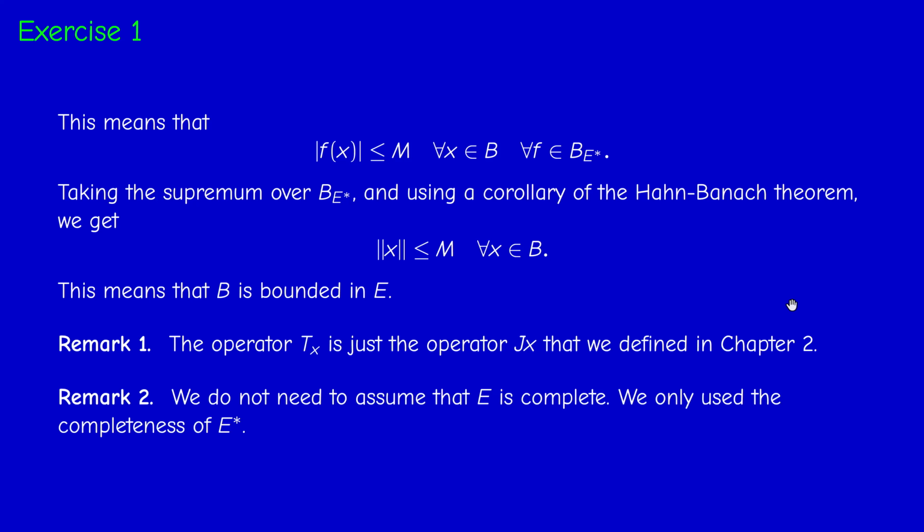Okay, now first remark, the operator T sub x is just what we call Jx, where J is the linear injection from E to the bidual of E. It happens here that T_x is linear in x, but I didn't use that. And second remark, we don't need to assume that E is complete. We only use the completeness of E star, and E star is always complete, even if E is not complete. And of course, R is always complete.